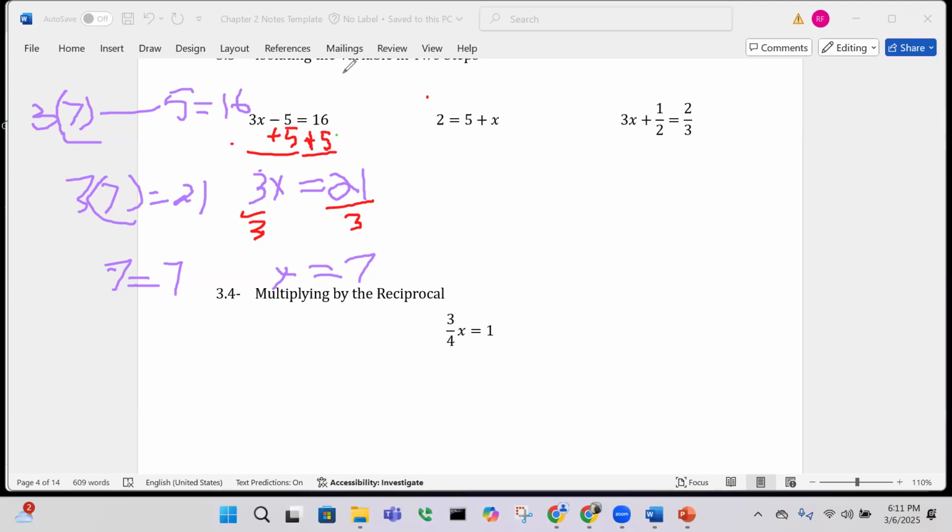All right, so the question is this. This is a one-step problem. I'm going to take away the 5 to make x plus 0. What I do on one side, I do on the other side.